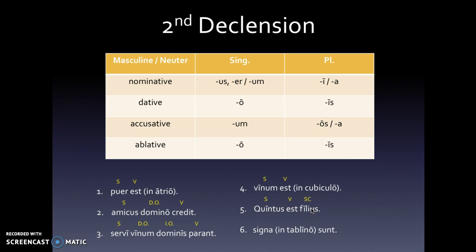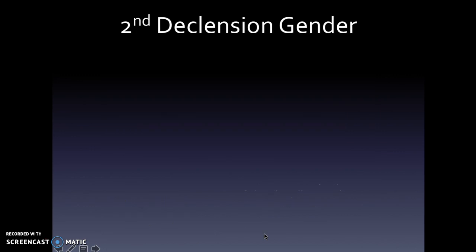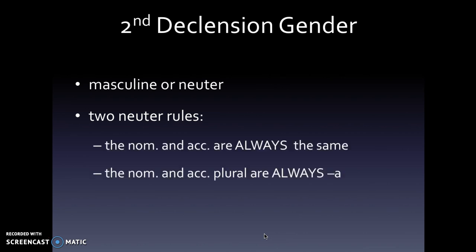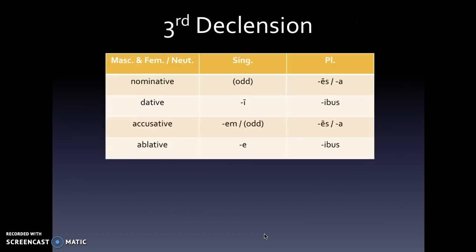Signa in tablino sunt. The signs are on the table. Subject, verb. Remember, if something is neuter, when it is in the plural, nominative or accusative, it always ends in an A. So second declension gender, masculine or neuter. Don't forget the two neuter rules. The nominative and accusative are always the same. The nominative and accusative plural are always A. If you can remember these two rules, it will save you a world of headaches.